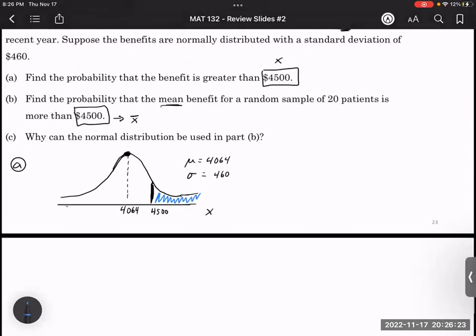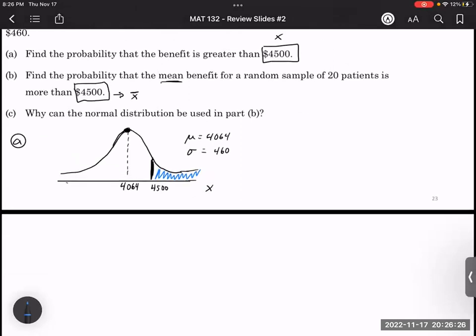So this is what I know so far about part A. Based on this picture, we were trying to find the area to the right of X equals 4,500. From previous work, especially when I know that I have to use the Z table, I always do 1 minus the area to the right. So this is going to equal 1 minus area to the right, which is equal to 1 minus area to the left of X equals 4,500.